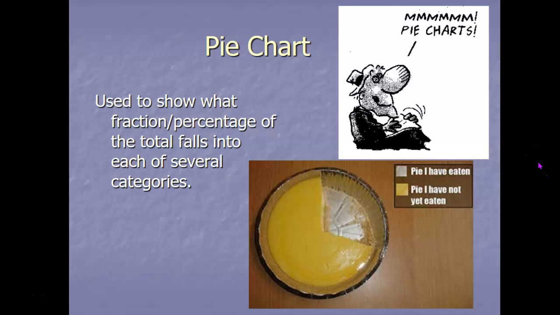I'm sure you've seen pie charts. That's where you have a circle, so it's sometimes called a circle graph, and the circle is divided into different sections, like a pie with different pieces cut out of the pie, and it's used to show what fraction or what percentage of some total falls into each of several categories.